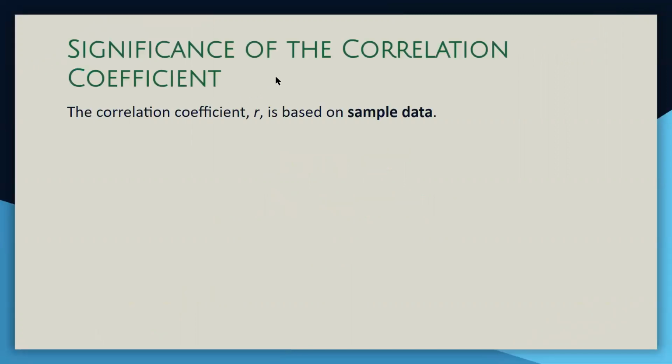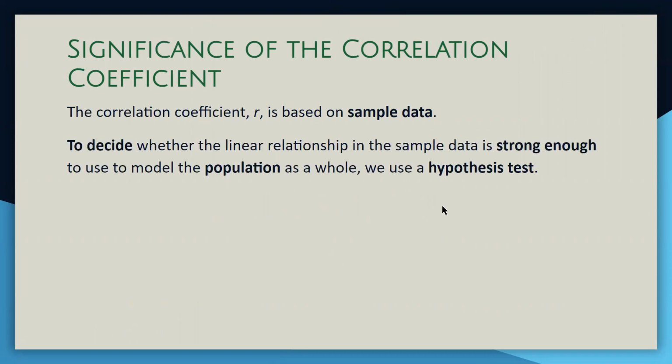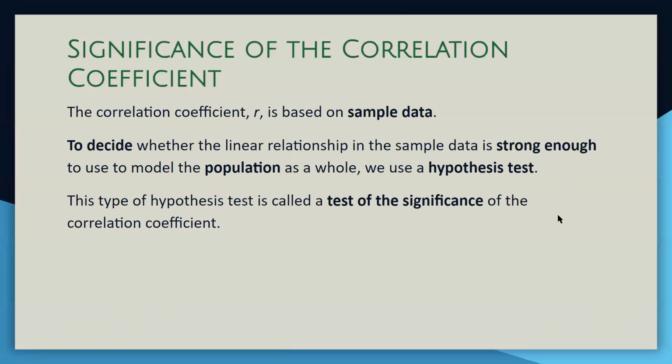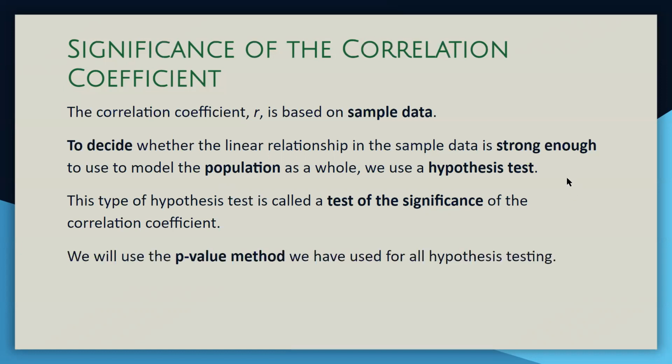So the correlation coefficient R, which we talked about in our last video, is based on sample data. To decide whether that linear relationship in the sample data is strong enough to use to model the population as a whole, we're going to use a hypothesis test. This type of hypothesis test is called a test of significance of the correlation coefficient.